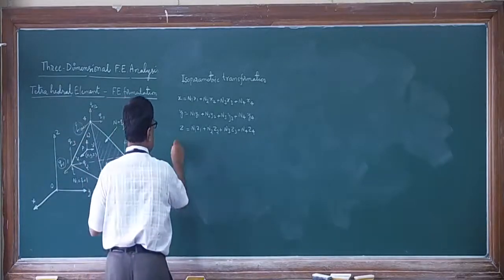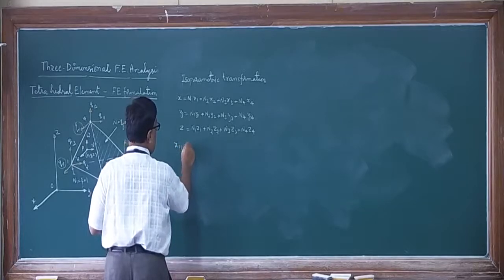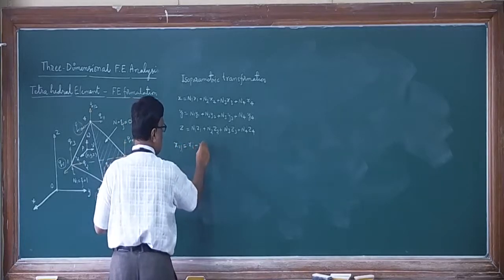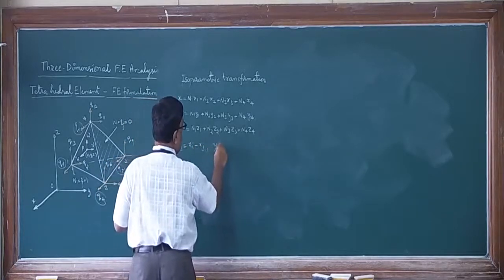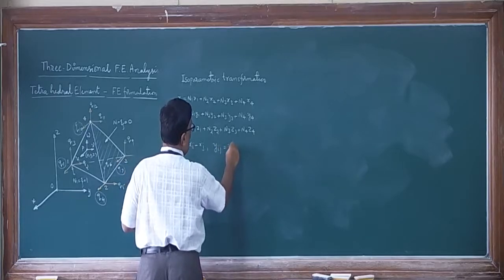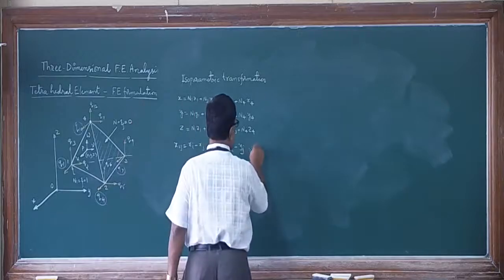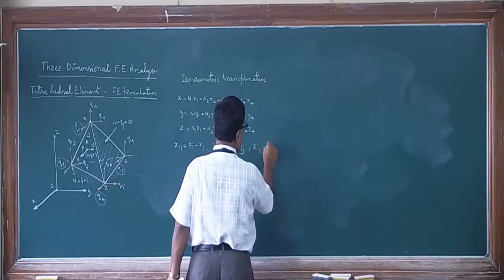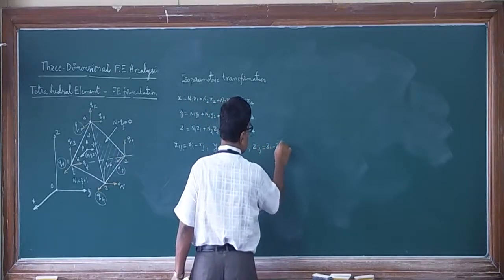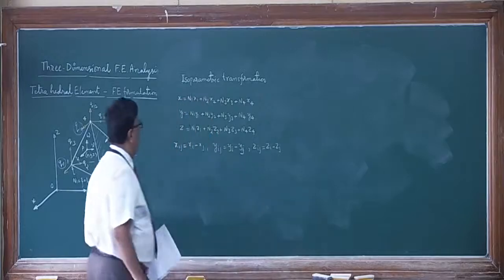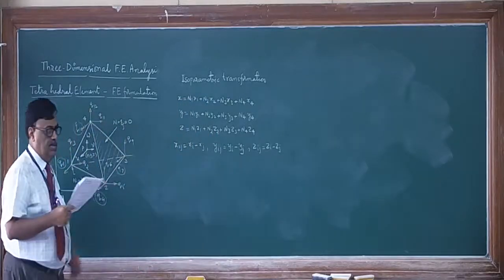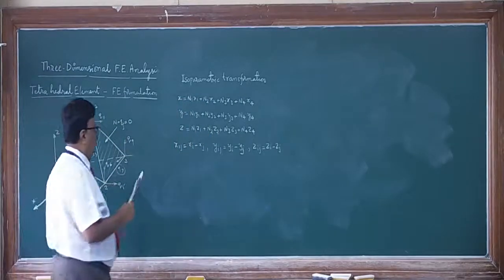This you can very well use for transformation, and we had used it in the case of triangular elements. I had written the notation x_ij equal to x_i minus x_j, y_ij equal to y_i minus y_j. This is the notation we had used. Of course, here for z also you will get z_ij equal to z_i minus z_j.